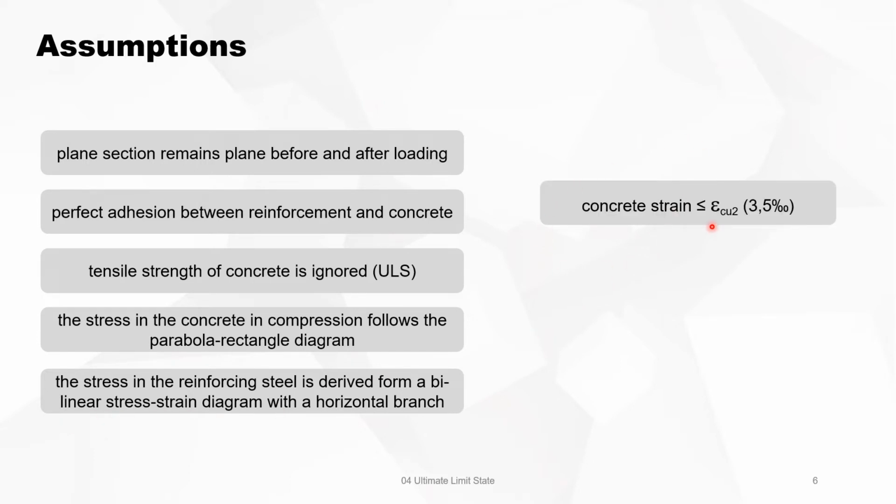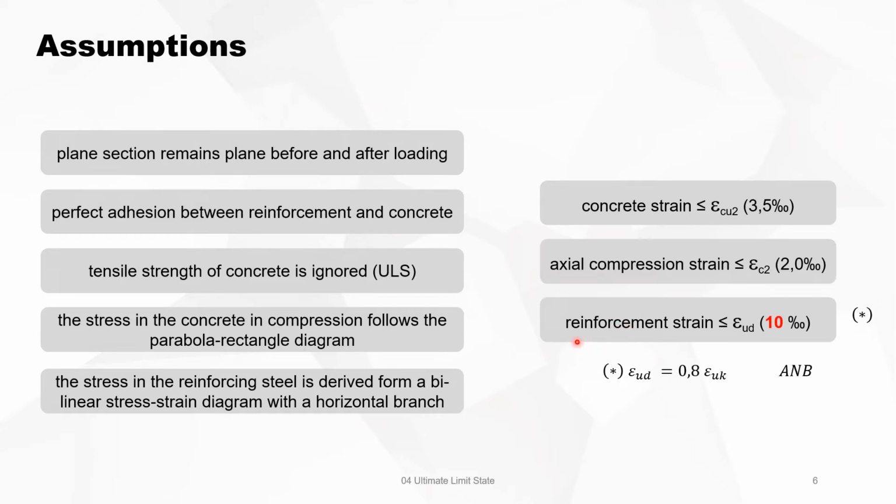The concrete strain in the design relationship is smaller than epsilon CU2, which is 3.5 per mil. The actual compression strain is smaller than 2 per mil. And the strain in the reinforcement is smaller than epsilon UD, but in this course we will adopt the value of the Belgian annex, and we will adopt 10 per mil. So we will adopt that the strain in the reinforcement is not bigger than 10 per mil.